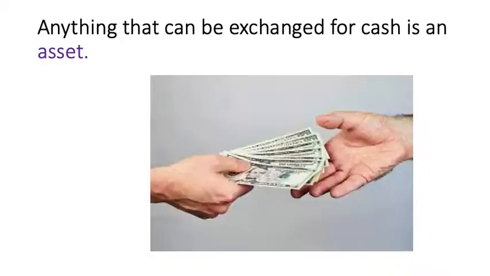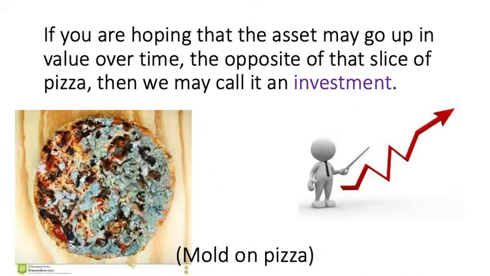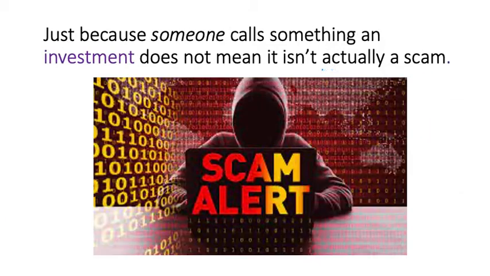First, some review. Anything that can be exchanged for cash is an asset. That old piece of pizza in your fridge is an asset. Even if you may only get 25 cents for it, as long as you can trade it for money, then it's an asset. If you are hoping that the asset may go up in value over time, the opposite of that slice of pizza, then we may call it an investment.